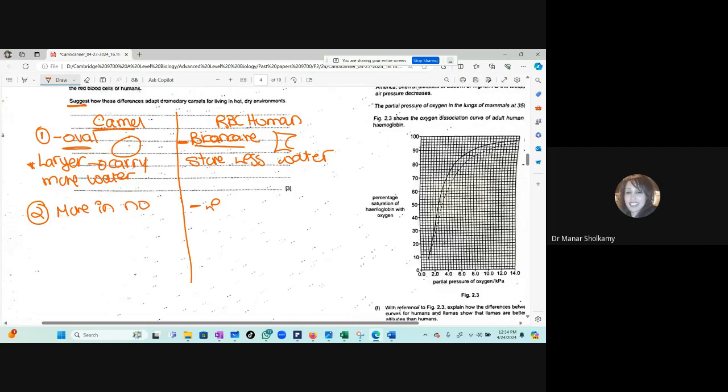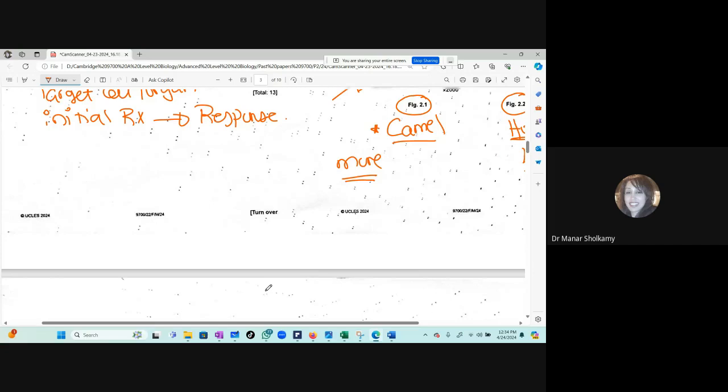Okay, so how will this help in dehydration? So the camel red blood cells are more in number, therefore they carry more water. Very good. And in humans, the red blood cells are less in number. So more red blood cells means they will carry or store more water. And the human less blood cells, they will carry less water. Now, this is out of 3 marks. So you have to think of a third difference.